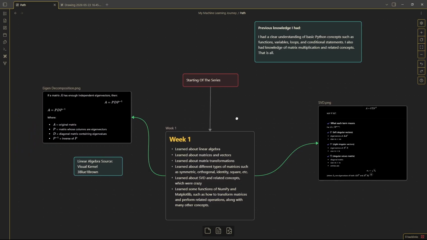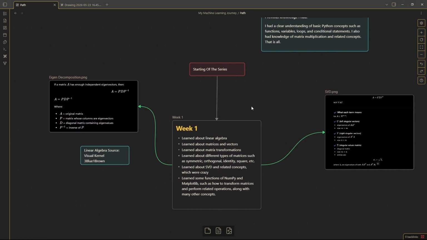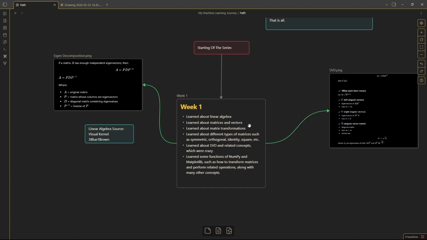But those were obviously not enough, as we all know that machine learning's foundation is totally based on math. And in order to get better in machine learning, I had to start with math, and the first topic that I chose is linear algebra. And for the past week I was learning linear algebra. So this is the thing that I learned so far in the past week.